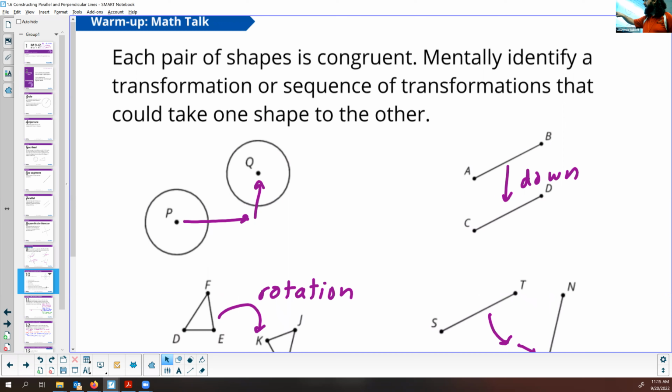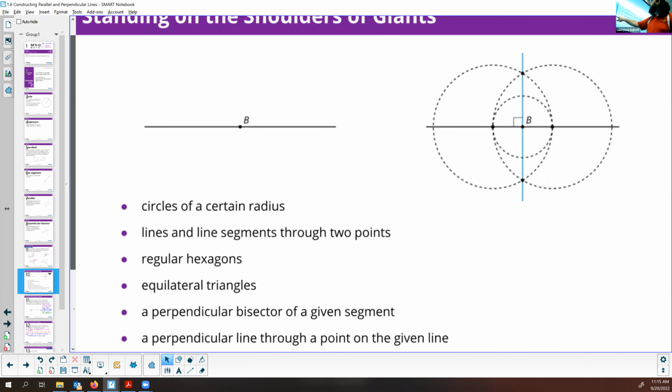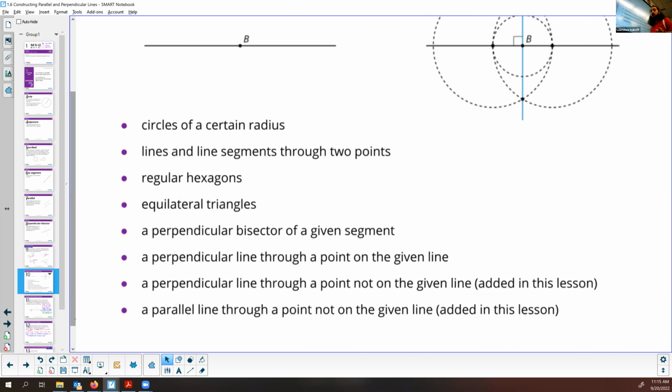So let's recap that. We have learned how to create circles with a certain radius. Remember, you put the point at the center, then you set the compass to the radius and you spin it around, or some people like spin the paper around. Other people have been doing it online, and again, you're just using the circle tool. We've learned how to make lines and line segments go through 2 points, just connecting dots.